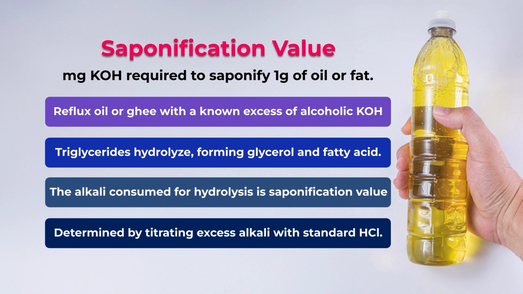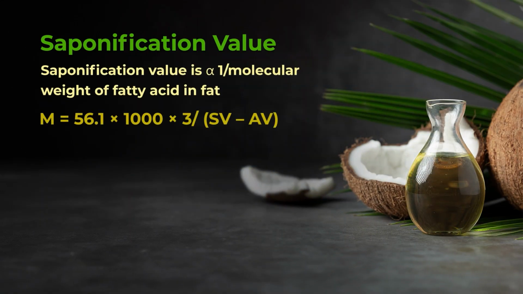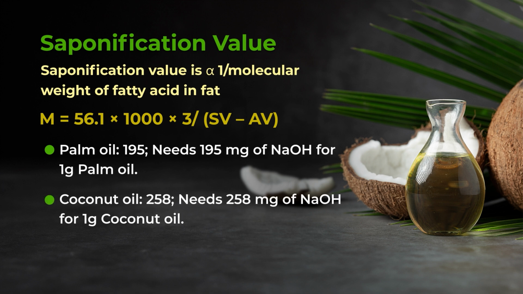So we titrate the fatty acid produced along with glycerol with either caustic, sodium hydroxide or potassium hydroxide, and we determine how much is the sap value. Saponification value is indirectly proportional to molecular weight of fatty acid in fat. So if we know the sap value, we can calculate what is the molecular weight of oil. For example, palm oil, it is 195, coconut oil 258. These are the sap values.